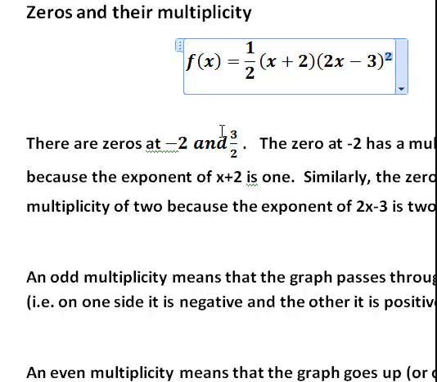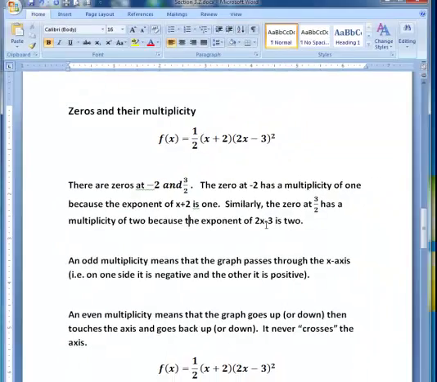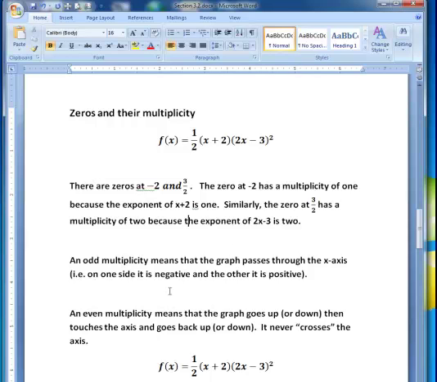What does it mean to have a multiplicity of 1 or 2? Again, we really aren't going to focus on the 1 or 2, we're going to focus on the odd or even. So when it has an odd multiplicity, what that means is that at that point, the graph passes through the x-axis. In other words, on one side it's going to be negative and the other side is going to be positive. It's going to cross through from negative to positive and hit 0, or it's going to cross through from positive to negative and hit 0.